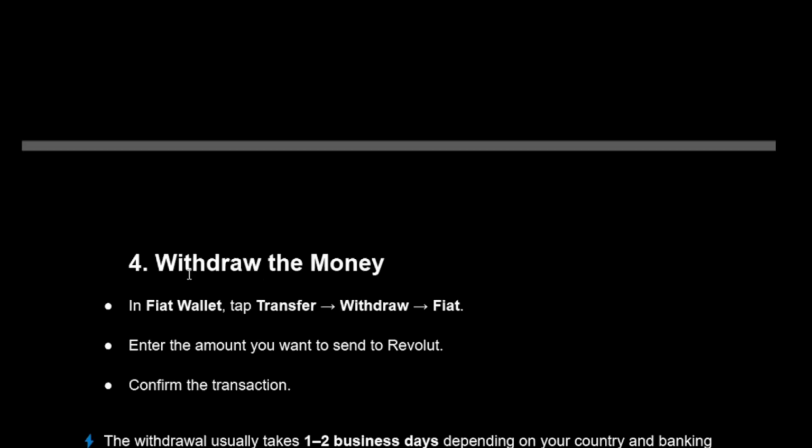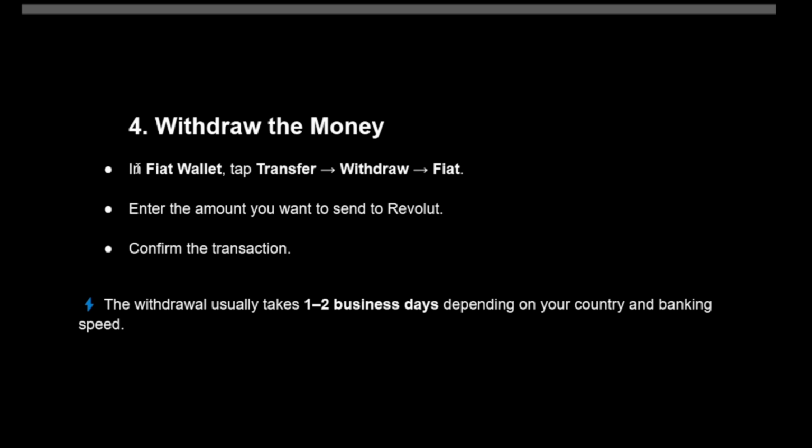And finally, just go ahead and withdraw the money. So in the Fiat wallet, tap transfer, withdraw, then the Fiat option, then enter the amount you want to send to Revolut and confirm the transaction. So the withdrawal usually takes 1 to 2 business days depending on your country and banking speed.